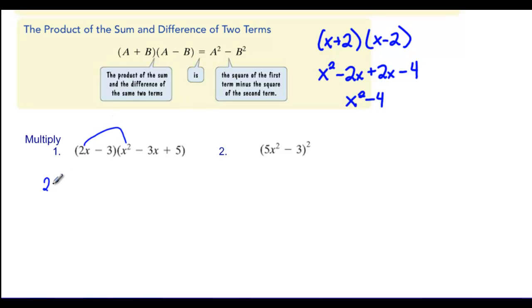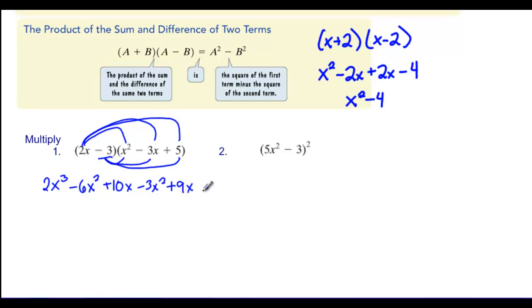2x times x squared is going to be 2x cubed. 2x times negative 3x is going to be negative 6x squared. 2x times 5 is going to be plus 10x. Now we're going to do our negative 3 times x squared, so that's negative 3x squared. Negative 3 times negative 3x is going to be a positive 9x. And negative 3 times positive 5 is going to be negative 15.